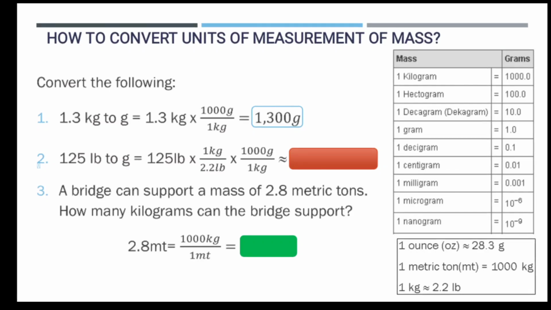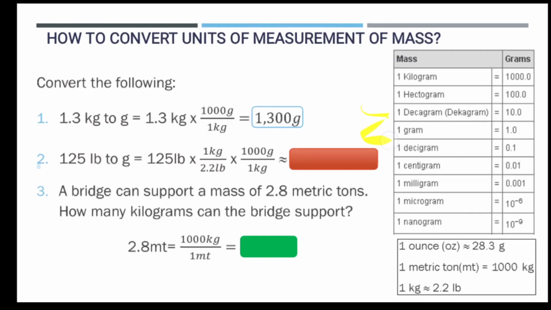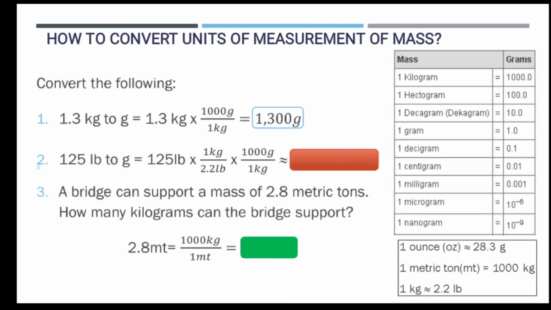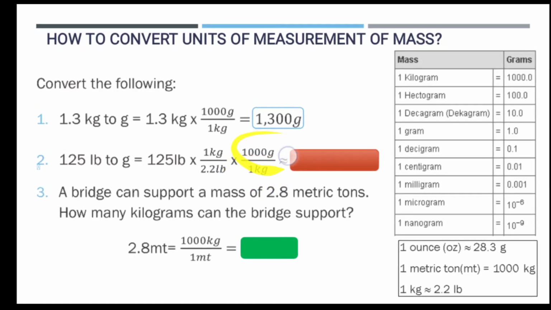So times from kilograms to grams, we have 1 kilogram, 1, 2, 3. So 3 movements, therefore 1,000 gram. Since here our given is kilogram, therefore our denominator on the second fraction would be kilogram, for us to cancel or eliminate the unit. Then 1 kilogram is equal to 1,000 grams. So 1,000 grams would be our numerator on the second fraction.